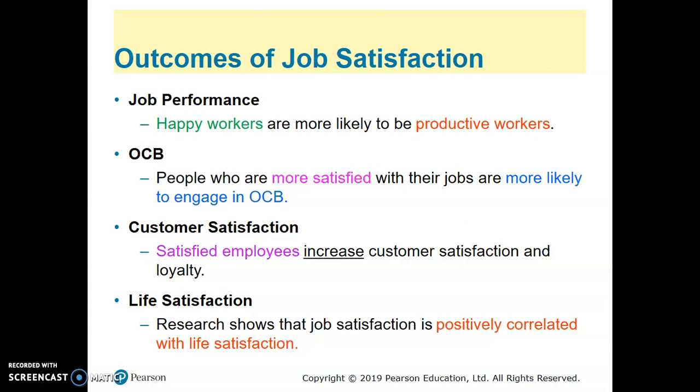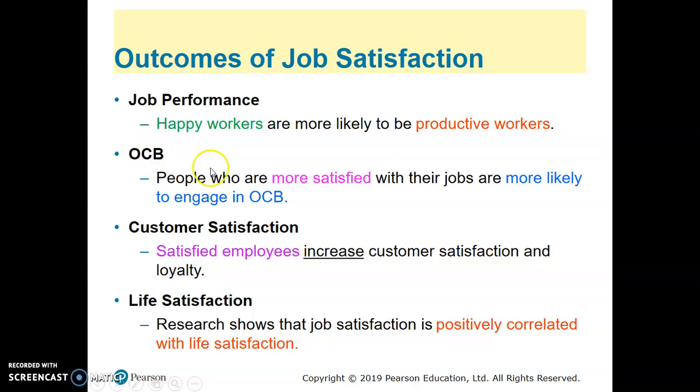So, the outcomes of job satisfaction. If employees are satisfied with their job, the outcome may lead to job performance. That means if employees are satisfied, they tend to work harder, contribute more, and perform better. So this leads to job performance. It's mentioned here that happy workers are more likely to be productive workers.